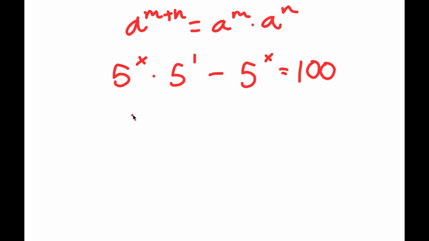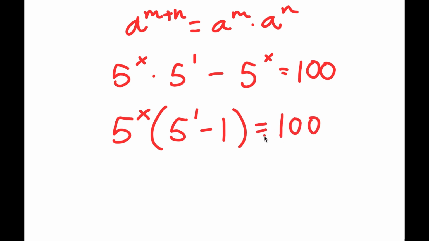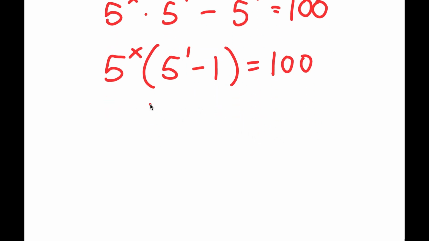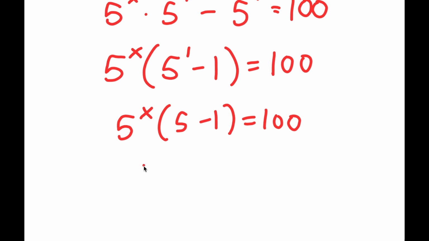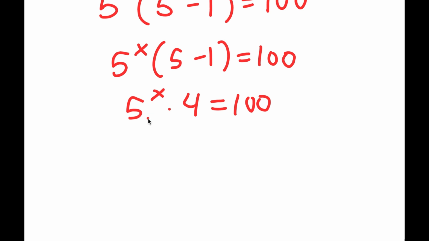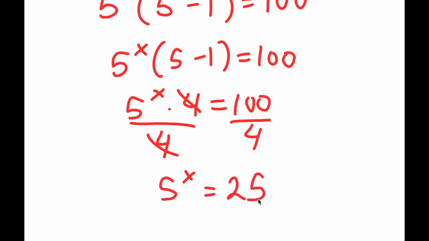Now from here, I'm going to factor out 5 to the power of x. So I get 5 to the power of x times 5 to the power of 1 minus 1 is equal to 100. And now 5 to the power of 1 is the same thing as 5, so I have 5 to the power of x times 5 minus 1 is equal to 100. And 5 minus 1 is 4, so I have 5 to the power of x times 4 is equal to 100. Now we want to isolate 5 to the power of x, so I'm going to divide both sides by 4. So I have 5 to the power of x is equal to 25.